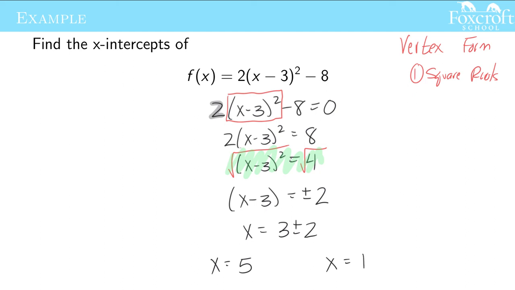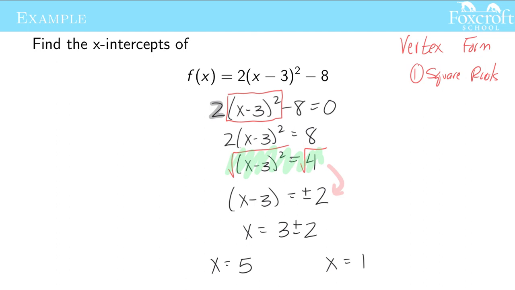Again, if you forgot the plus or minus, you would only get 5, which means you'd be missing one of your x-intercepts. So make sure if you're going to use square roots, then you do that plus or minus whenever you do the square root part. It's only in the next line right after you do the square root that you get that plus or minus. Some other people would put a plus or minus at the very end, but it happens in the middle of the problem.